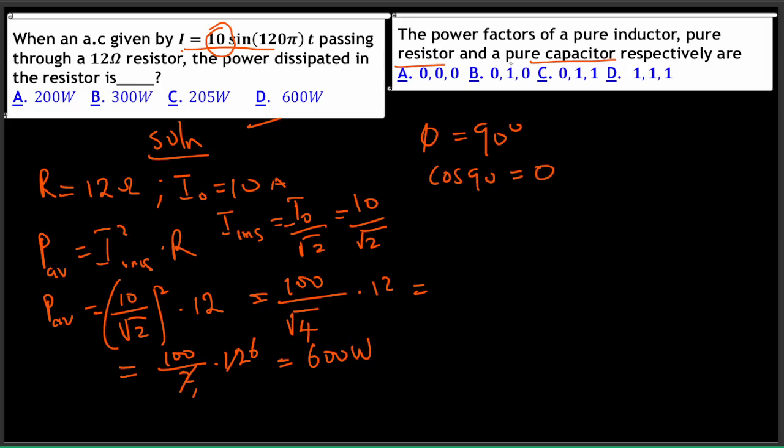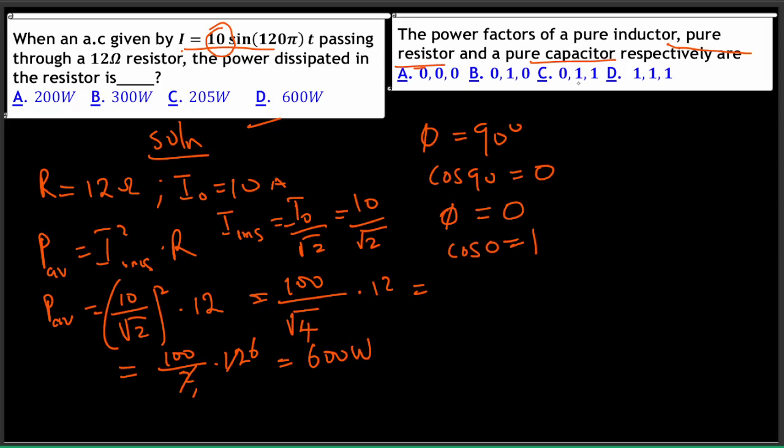So what about a pure resistive circuit? For a pure resistive circuit, the phase angle is 0. Therefore, power factor cos 0 will give us 1. All right? So you take note of that.